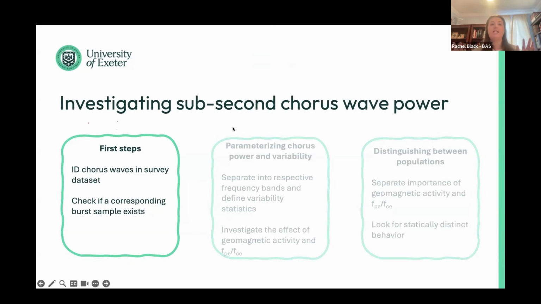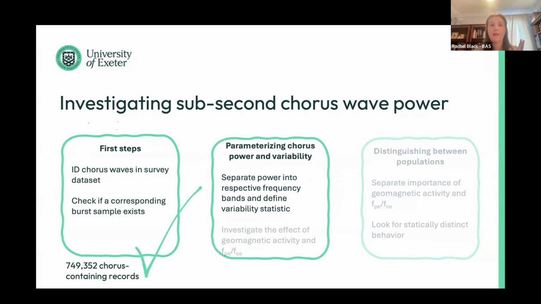So to investigate the sub-second chorus wave power across all of our Van Allen Probe measurements, our first step was to identify all of the chorus waves in the survey dataset and check if there was a corresponding burst sample that existed. Doing this, we found over 700,000 chorus-containing records. Following on from this, we wanted to parameterize the chorus power and the power variability by geomagnetic parameters. So firstly, we separated our power into the separate chorus frequency bands and defined a variability statistic.